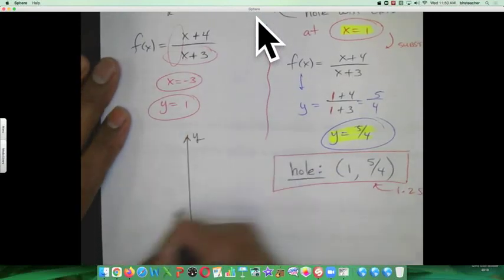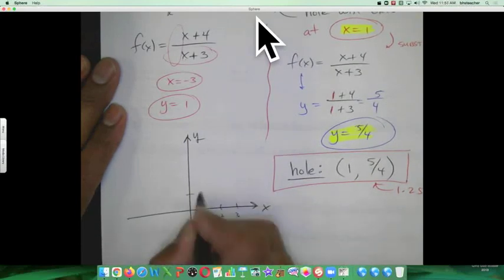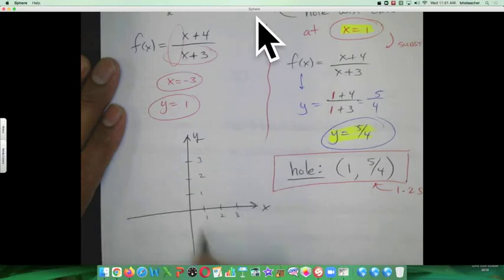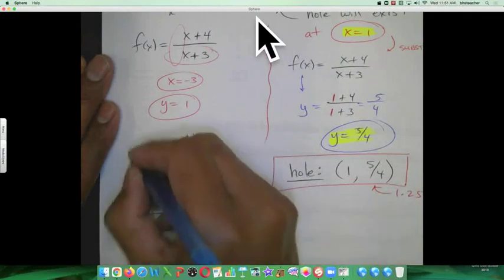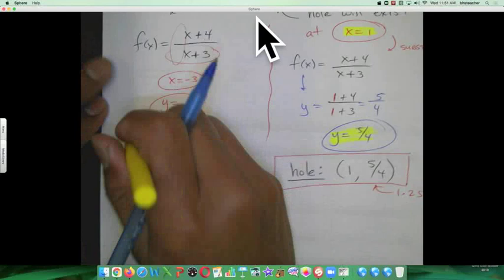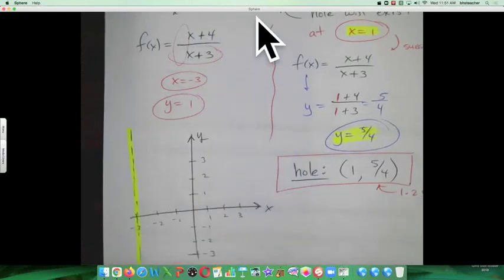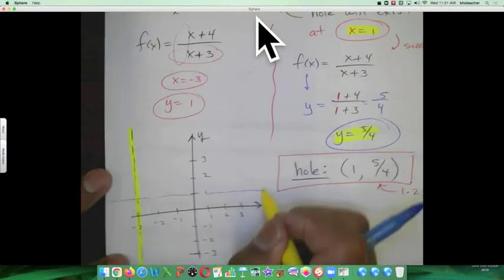Here's y. Here's x. 1, 2, 3. 1, 2, 3. -1, -2, -3. I've got an asymptote at x is equal to -3. That is x, -3. I've got an asymptote right here, and that is a vertical asymptote because it's vertical. Y is equal to 1 is the other one, right here. That's the other asymptote. There it is.